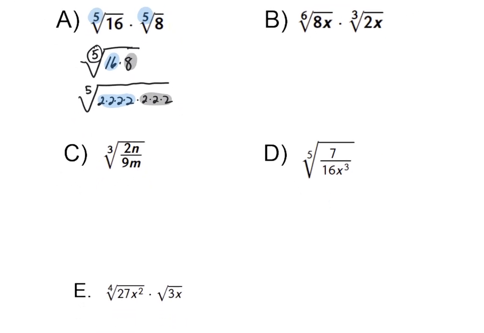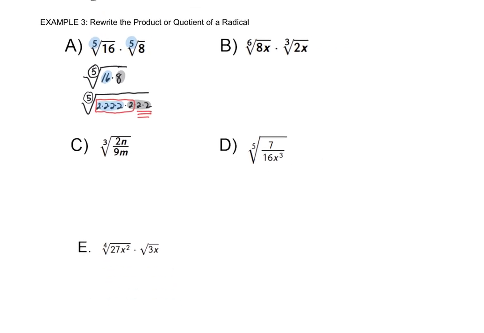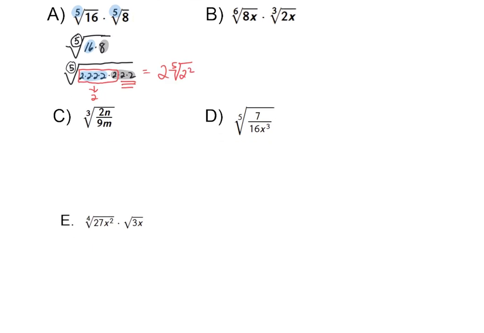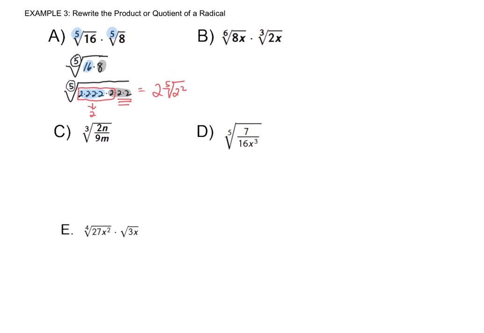So now, as I'm simplifying a fifth root, I look for a group of 5 2s. There's a group of 5, and I have 2 left over. So for every group of 5 2s, the fifth root of 2 to the fifth, I'm going to be able to take out a 2, but that's going to leave me with 2 squared left over, 2 times 2. So this ends up being 2 fifth root of 4 for that example.